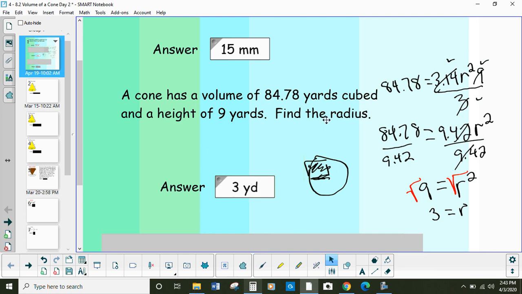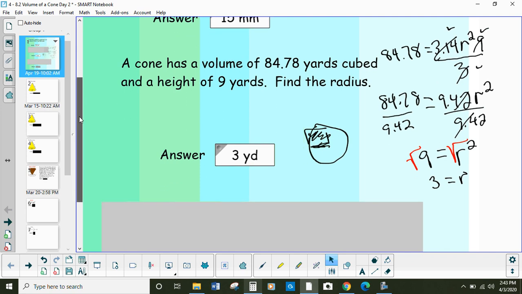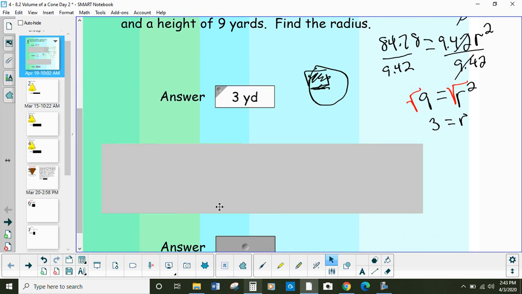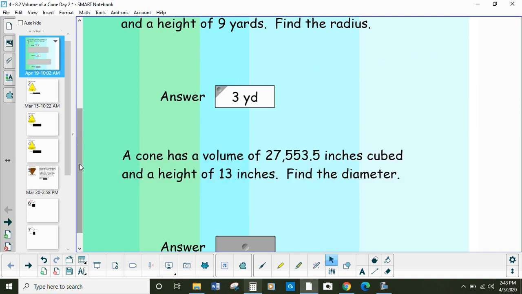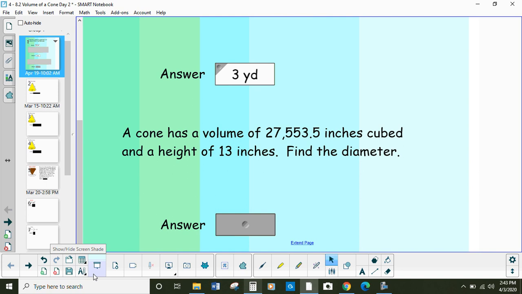Now it's 3 yards, not 3 yards cubed, because this part is this many cubes, but over here, this radius is linear, not volume or cubic. So we'll go ahead and continue. Try this next problem. Pause the video now.